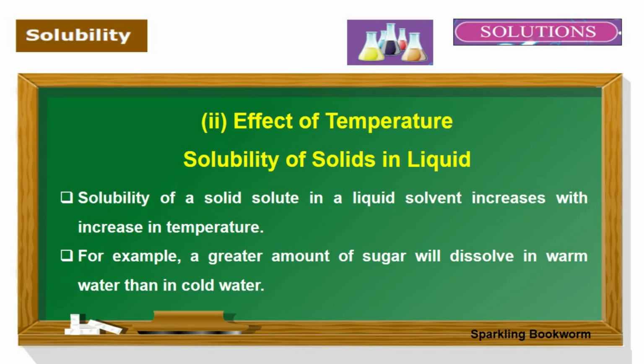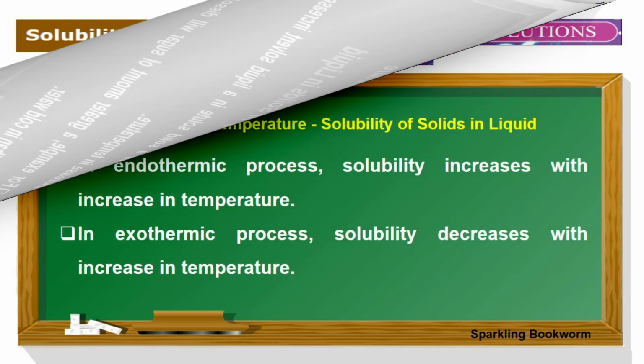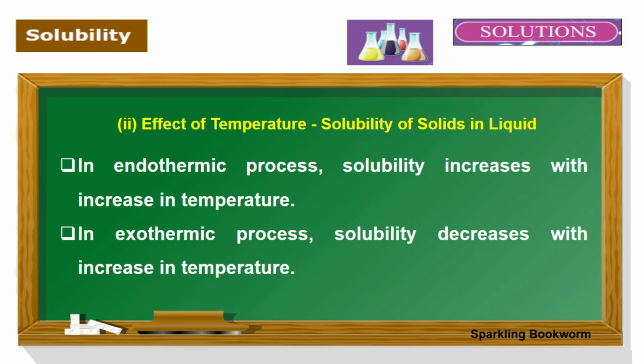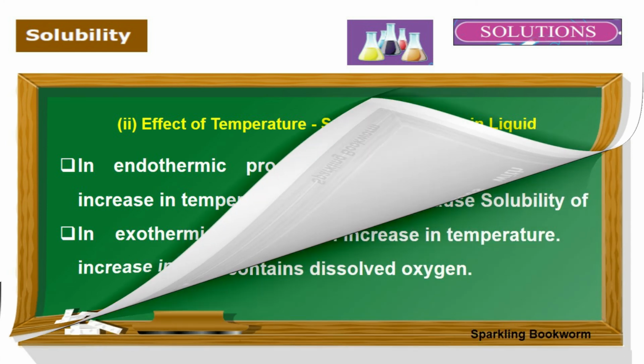Effect of temperature on solubility of solid in liquid. Solubility of solid solute in a liquid solvent increases with increase in temperature. For example, a greater amount of sugar will dissolve in warm water than in cool water. In endothermic process, solubility increases with increase in temperature. In exothermic process, solubility decreases with increase in temperature.